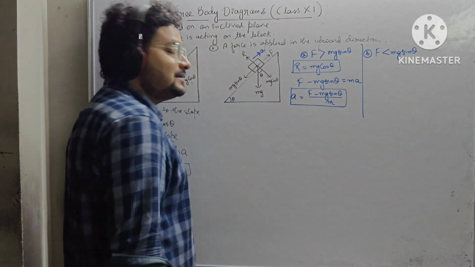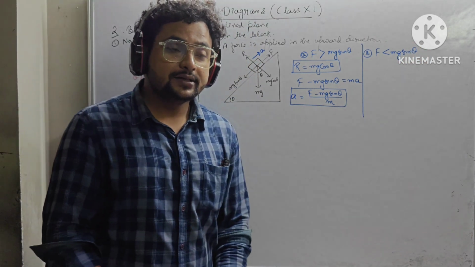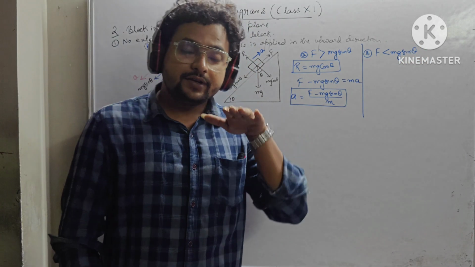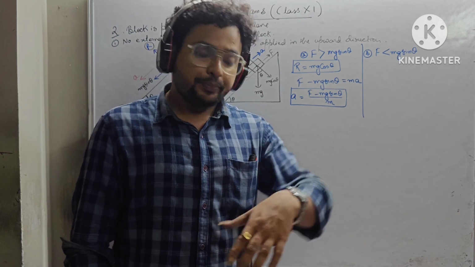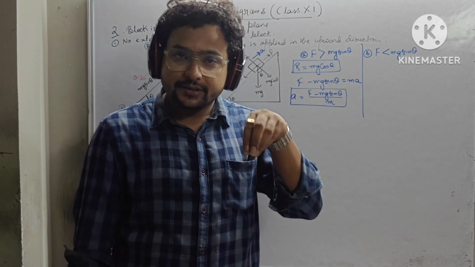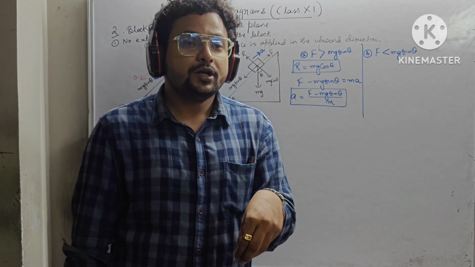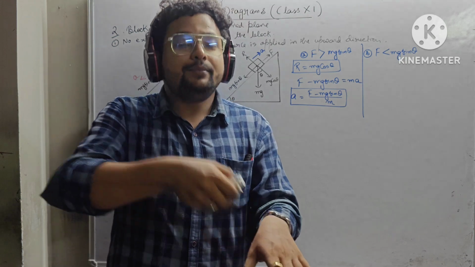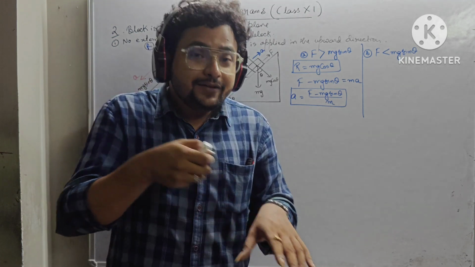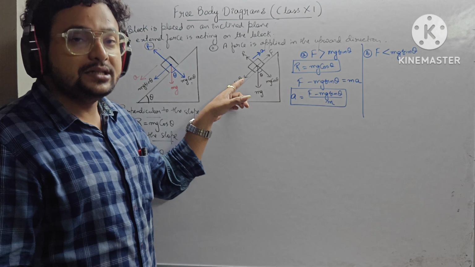If F is less than mg sin theta, this also can be the case. That means I have kept the block on the inclined plane. The block is sliding down, and to stop that, I am applying a force. But my force is less than mg sin theta.